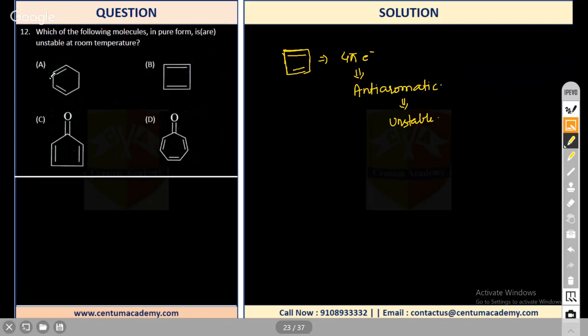We have 4 pi electron here also, but it is not a conjugated system. That's why this is not anti-aromatic. Okay, so answer will be option B. That's what, 4 pi electron it has, but it is not a conjugated system. That's why it is not anti-aromatic. Got it? Next question.